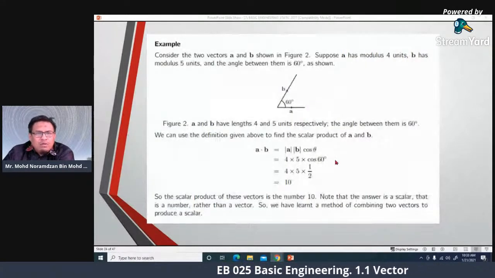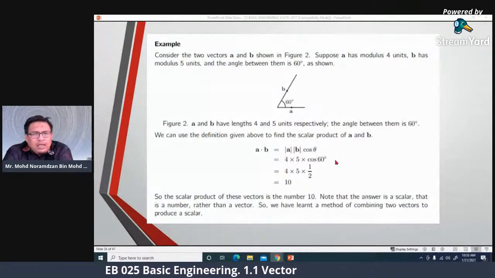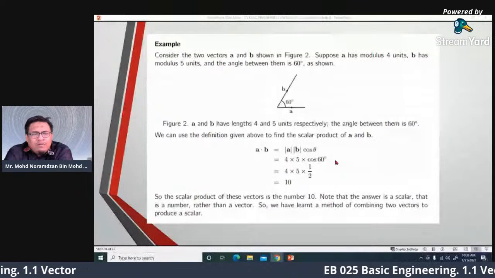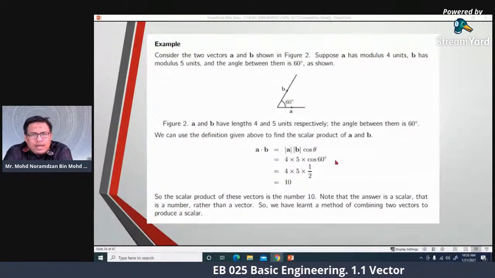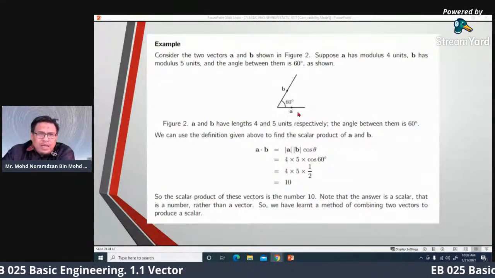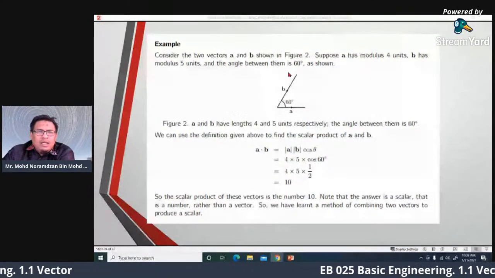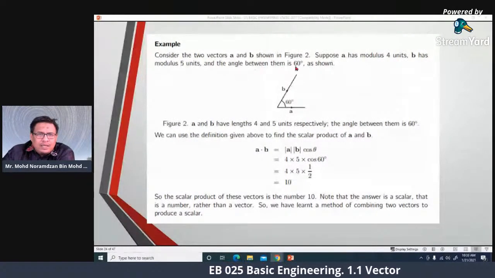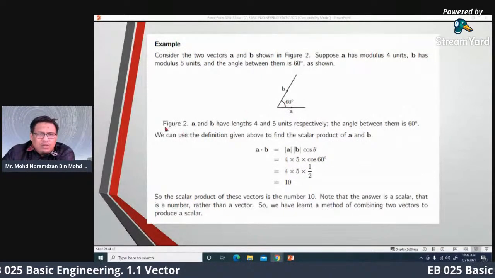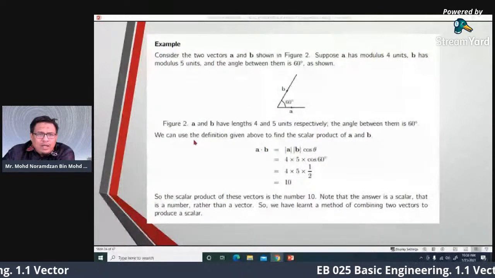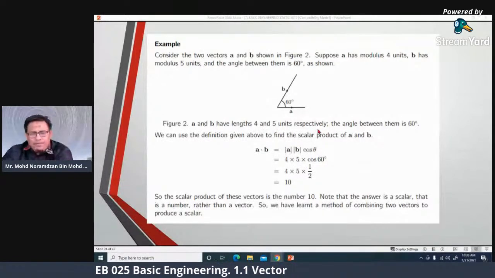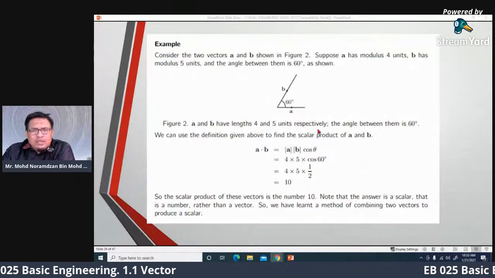Example. Consider the two vectors A and B shown in figure 2. Suppose A has 4 units, B has 5 units. The angle between them is 60 degrees. A and B have lengths 4 and 5 units respectively, and the angle between is 60 degrees.